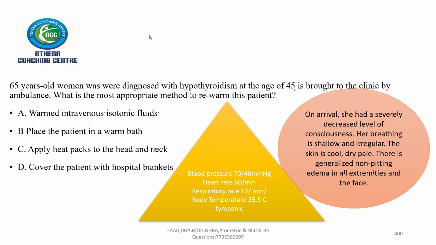So this is the time for explanation. Majority, everyone has selected answer 1, but 2 of you have selected D, cover the patient with a hospital blanket. Already I said this is an emergency situation where you have to act very quickly and in an effective manner. The patient should not move into hypothermic shock. So you have to give a warmed intravenous isotonic fluid. So warm saline can be given to the patient. Definitely, D will also help, but the effect will be much lesser.